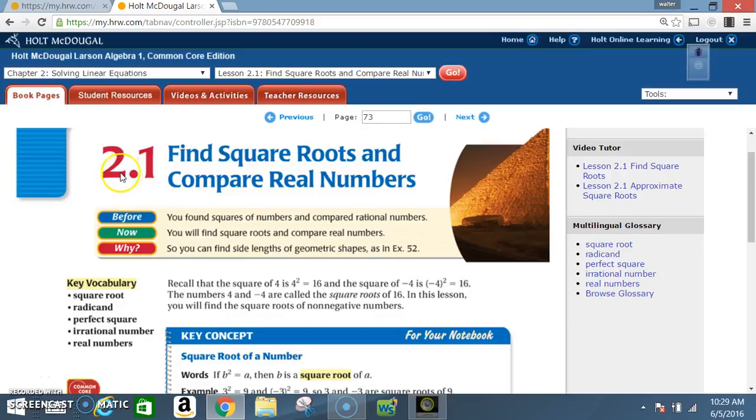Okay, class, today we're in section 2.1, find square roots and compare real numbers. Before, you found squares of numbers and compared rational numbers. Now, you will find square roots and compare real numbers. Key vocabulary: square root, radicand, perfect square, irrational number, real numbers.